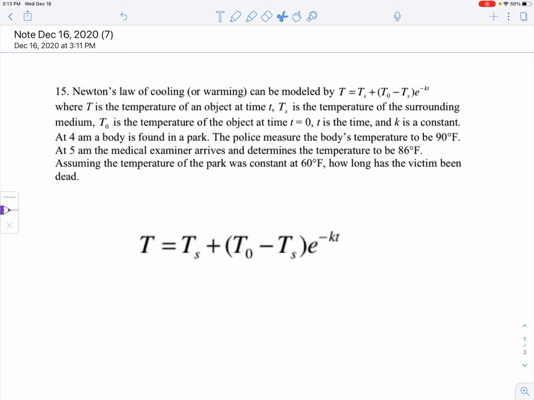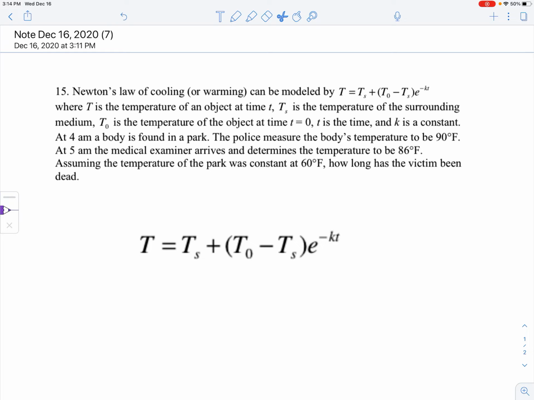So T is the temperature of an object at time lowercase t. T sub s is the temperature of the surrounding medium. T sub 0 is the temperature of the object at t equals 0, or whatever you treat as t equals 0. And lowercase t is time. K is a constant.